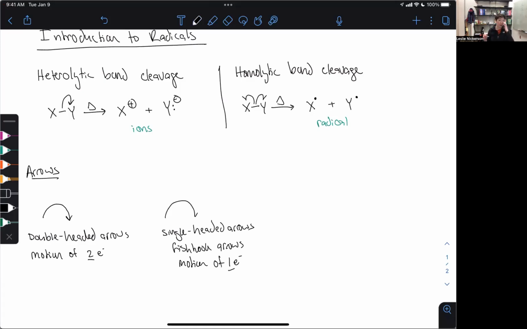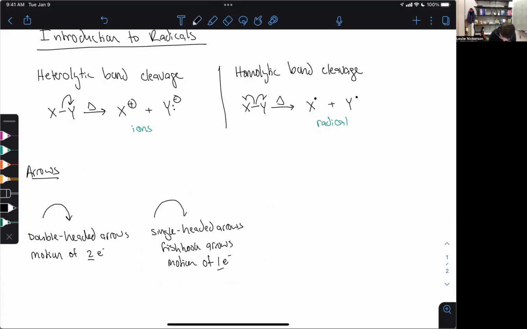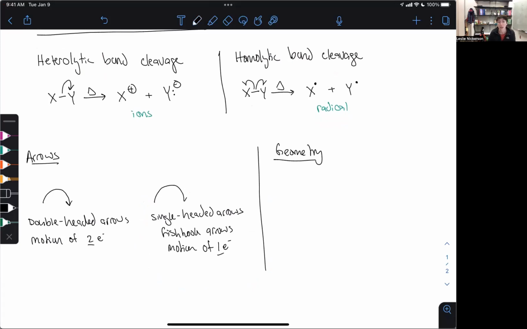In terms of where the arrow starts and where the arrow ends, those are all still the same, right? We're still looking at where this particular single electron starts and where it is going. So that motion of the arrow is still exactly the same. Radicals are also a little bit different in their geometry. The geometry of a radical is pretty well explained if you think about a little bit carbocation, a little bit carbanion.